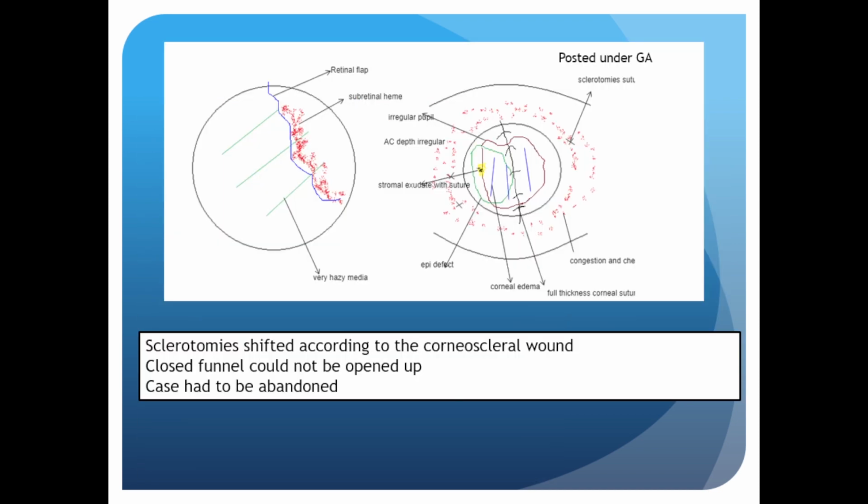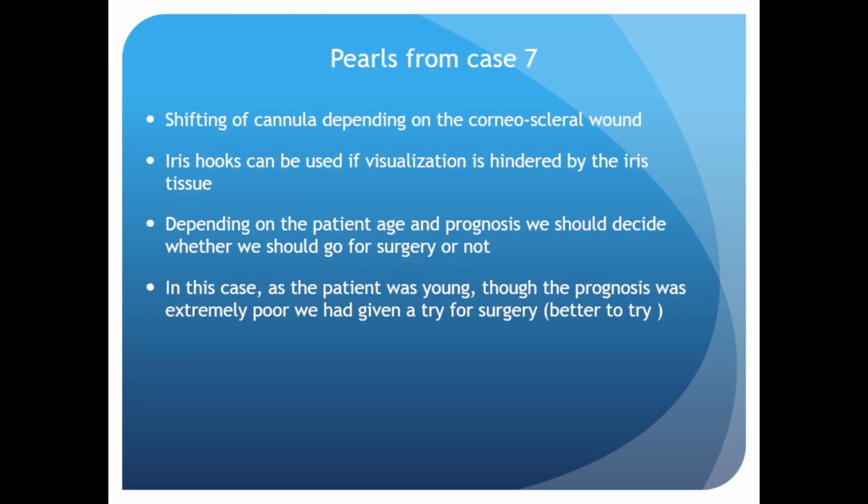So we took the patient under GA. Sclerotomies were shifted according to the corneoscleral wound, but because the closed funnel could not be opened up, the case was abandoned. What we learned from this case: shifting of cannula depending upon the corneoscleral wound, and iris hooks can be used if visualization is hindered by iris tissue. Depending on the patient's age and prognosis, we should decide whether to go for surgery or not. In this case, as the patient was young, though the prognosis was extremely poor, we still tried for the surgery.